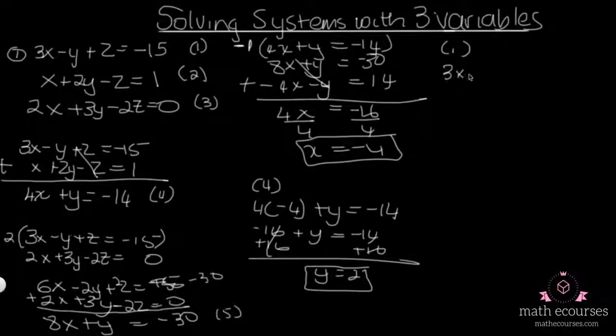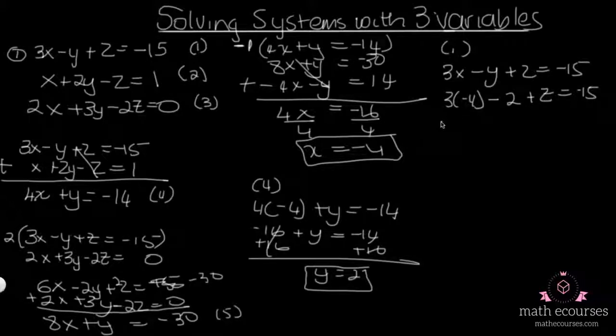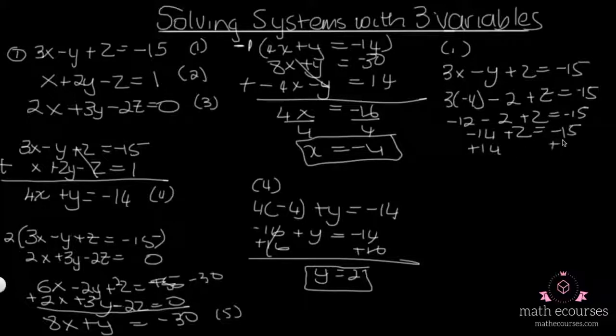Let me go ahead and write the equation. So this was our equation number 1. I know that x is negative 4, so substitute that, minus our y, which is 2, plus z equals negative 15. So this is negative 12 minus 2 plus z equals negative 15. This is negative 14 plus z equals negative 15. Add 14, and you will get z equals negative 1.